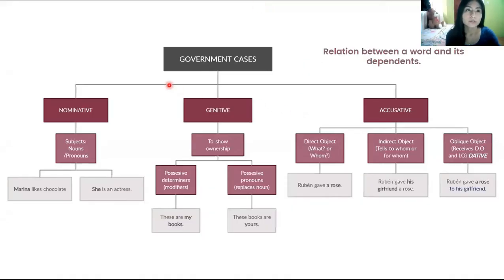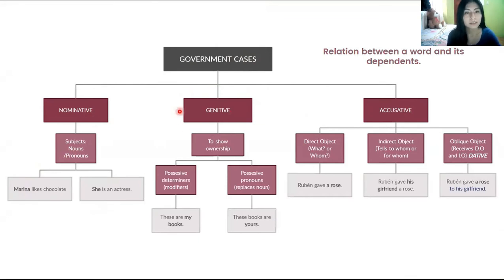Okay, now we are going to see the government cases. This refers to the relation between a word and all its dependents. As you can see, we have three main government cases that are nominative, genitive, and accusative. Okay, let's start with nominative. In nominative cases, we have as a subject some nouns or pronouns. For example, Marina likes chocolate, or she is an actress.